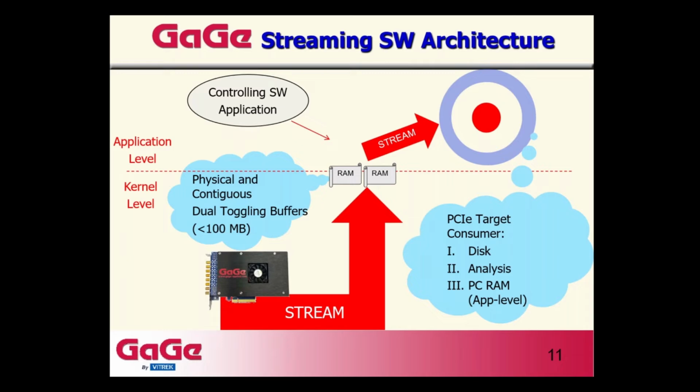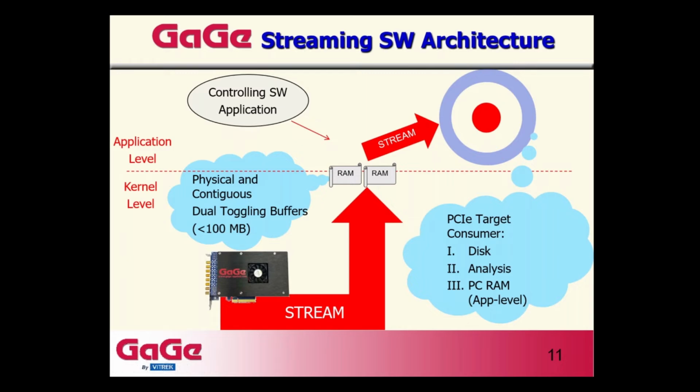You might want to stream to an FFT process, some sort of peak detection process. There are any number of different sorts of analysis or DSP processes you can imagine. Finally, a target is application-level RAM. So we said you can only allocate about 100 megabytes of these toggling RAM buffers, but at the application level nowadays, you can allocate terabytes' worth of buffers.